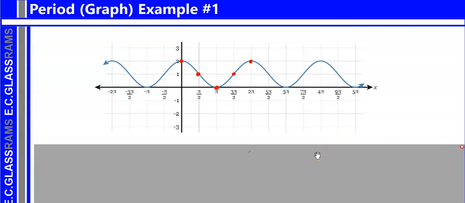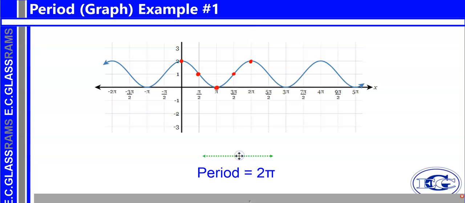Now we're going to do a couple of examples focusing primarily on the graphs though. So here's a graph. I've already gone ahead and identified that this point is where I start from here. This is the next point that it goes through, mid. This is the lowest point. This is the next midpoint, and then this is the highest point up here. So the total length is going to be 2 pi.